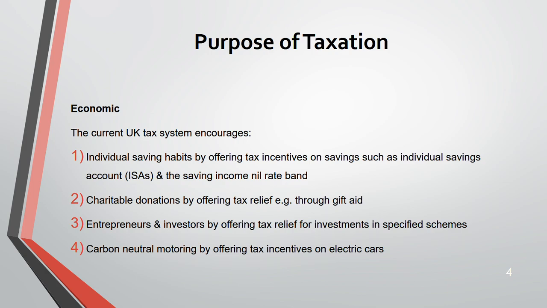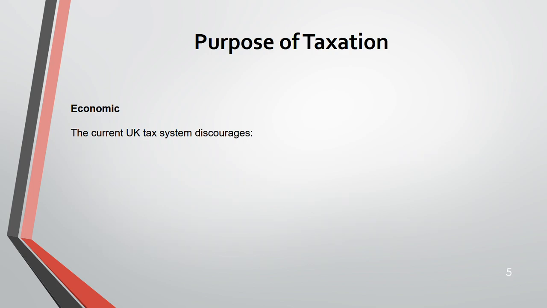And four, carbon neutral monitoring by offering tax incentives on electric cars. For example, now everyone is switching to electric cars because tax is low there, because they want to reduce the carbon emission. Now, discourage, like for example, petrol. Okay, they are charging fuel duties on diesel and petrol, so they are trying to reduce the consumption of petrol and diesel through it.